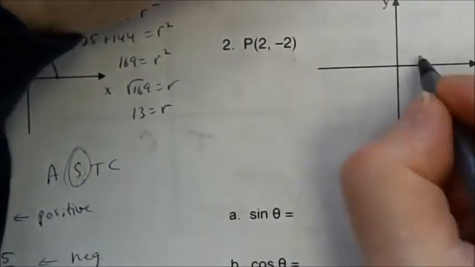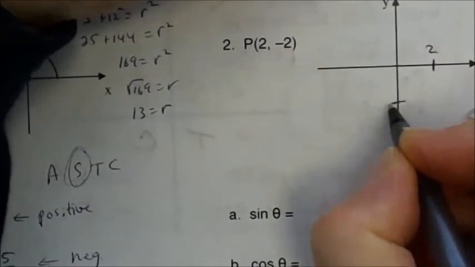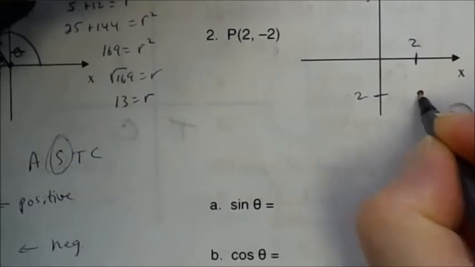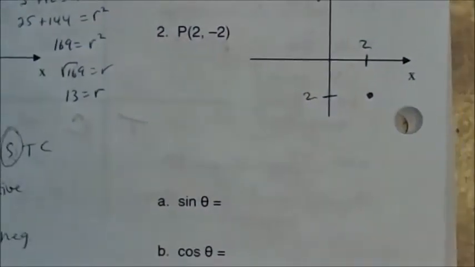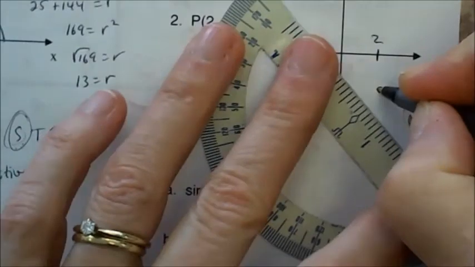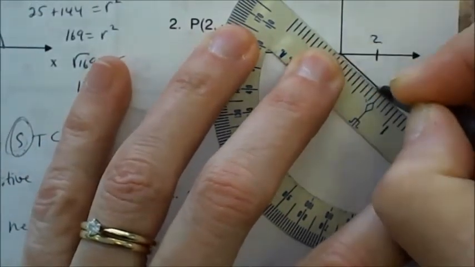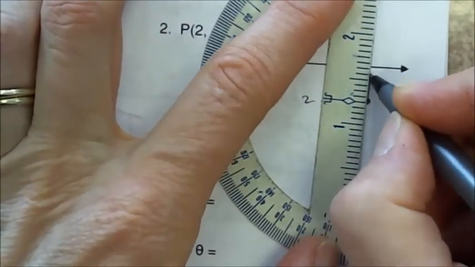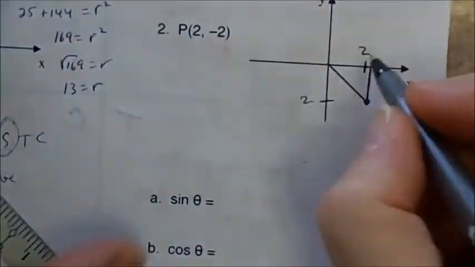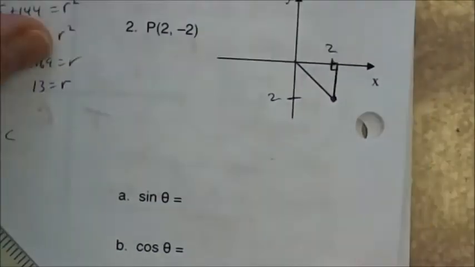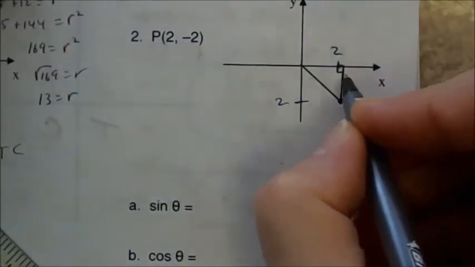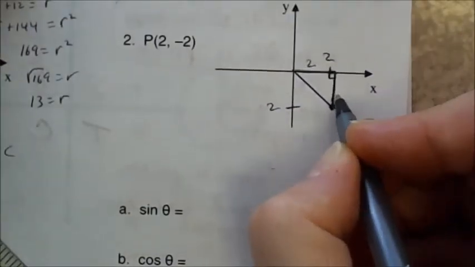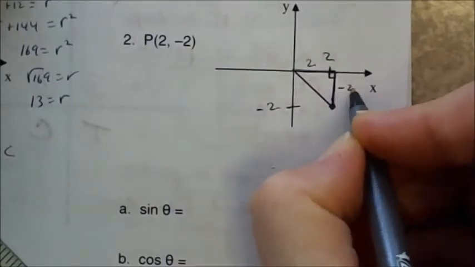Over here we've got a point. We're going to go over 2 and we're going to go down 2. So we're going to plot that point. We're going to connect it to the origin. Now remember, dropping it down to the x-axis means we're going to have to go up to the x-axis here. Oops, I didn't quite hit it right, but I can make my right triangle. All right, so what we have is this length here that's 2. We have this length down here. This is really negative 2.